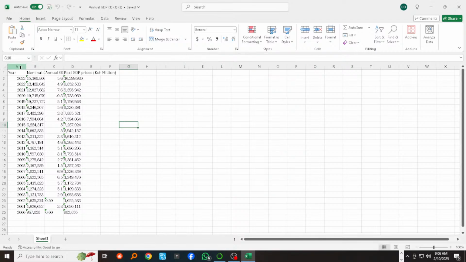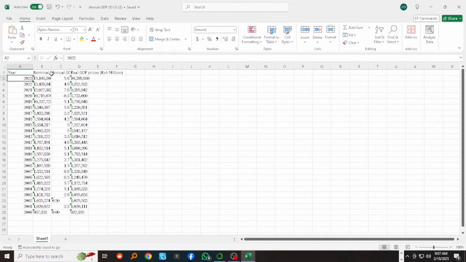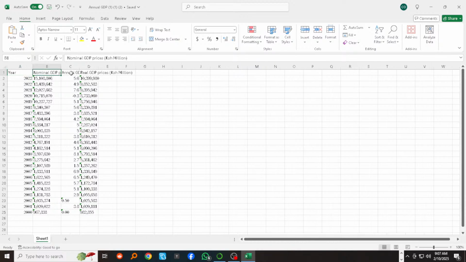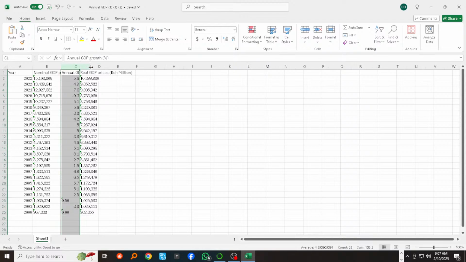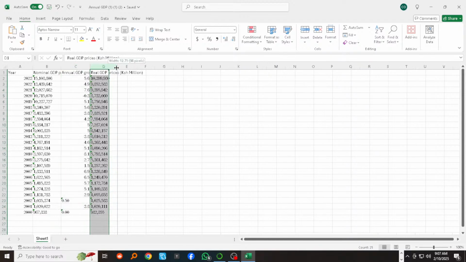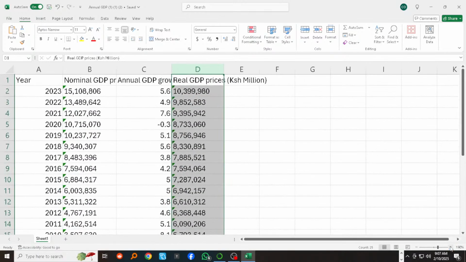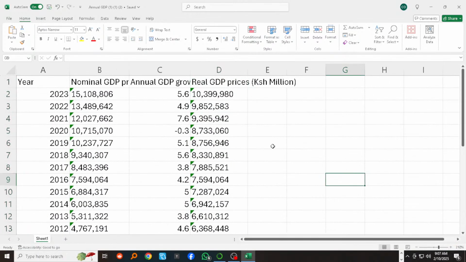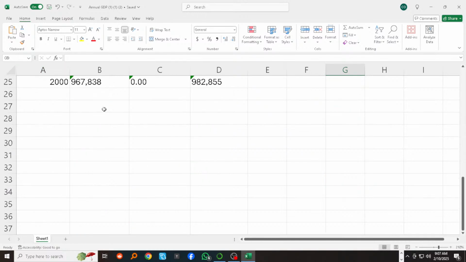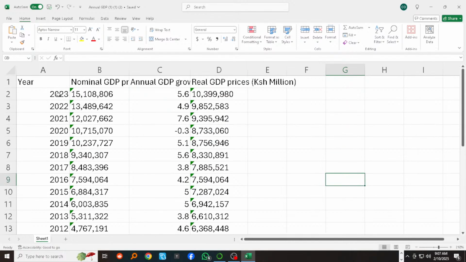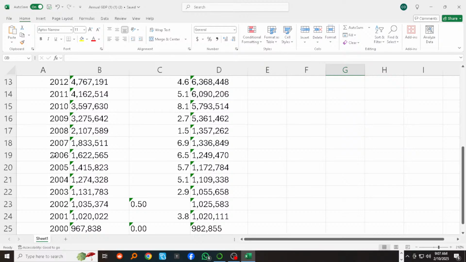Now, to see clearly, the data that we have here spans from 2000. To be much clearer, perhaps let me zoom. So you clearly see that the data that we have spans from the year 2000 to the year 2023.